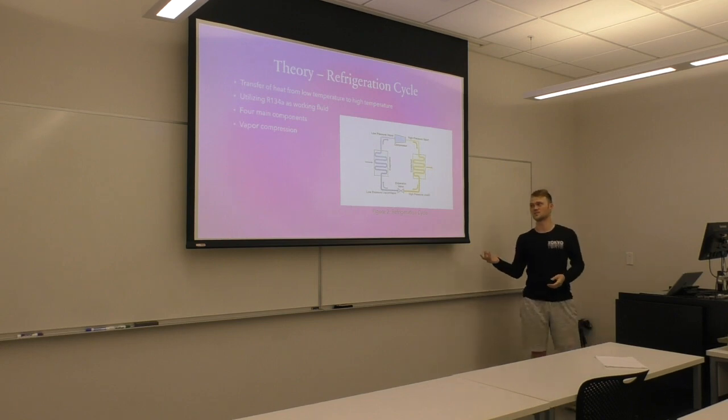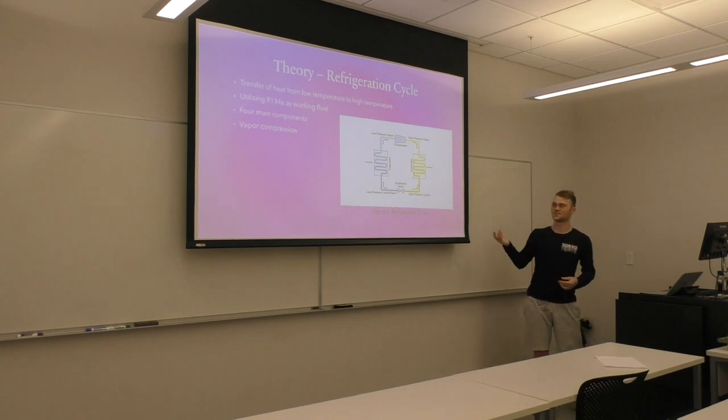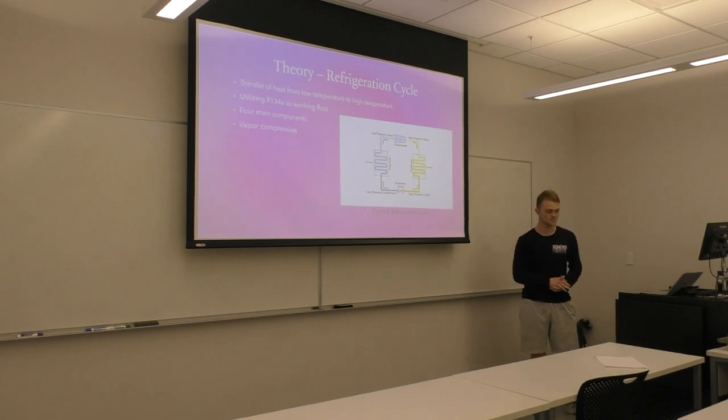So for the experiment, we're going to use R134A as our refrigerant. There's other refrigerants you can use like R12 and things like that. And this is known as a vapor compression cycle because the compressor only compresses vapor. So the four main components you have are the compressor, the condenser, the expansion valve, and the evaporator.